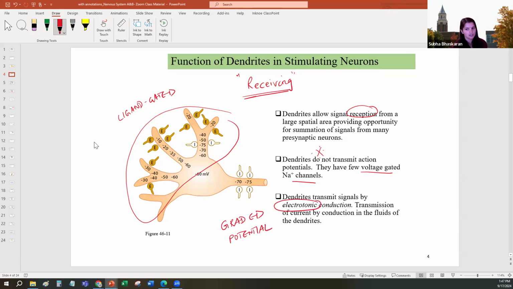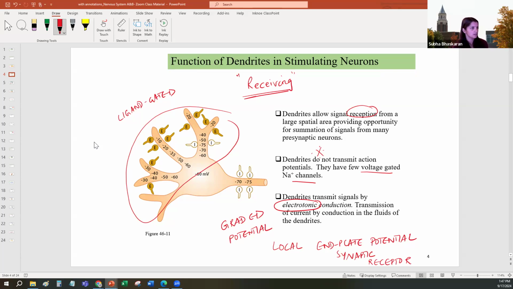Electrotonic potential, local potential, end plate potential. I'm sorry, there are different names: synaptic potential, receptor potential. They're all different names. But those graded potentials are definitely not an action potential.